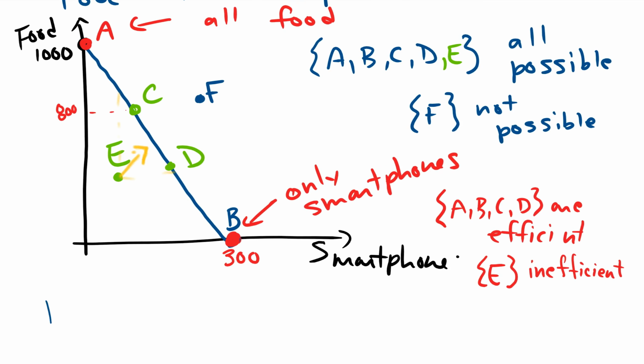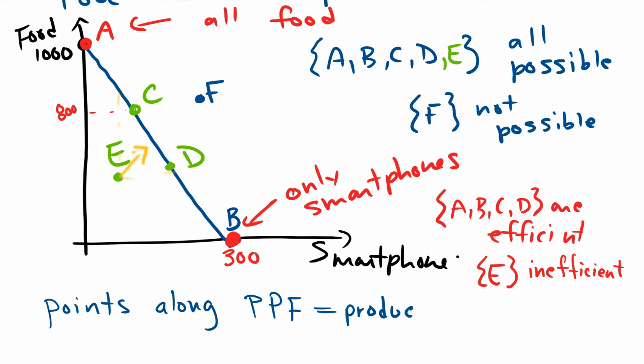So the points along the PPF, we have productive efficiency, and it's productive efficiency because that's as good as we can do given our resources. If we could try to do better, the only way to get more of one thing is by giving up some of the others. So you can see, if we're at point C and we want to get more smartphones, well, yeah, we can get more smartphones by going to D, but we also have to get less food, right?